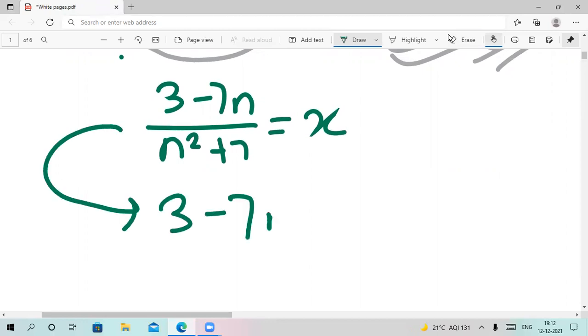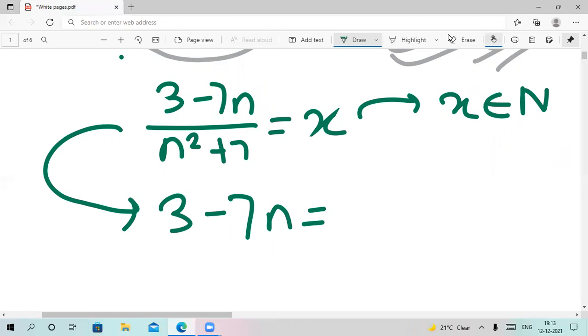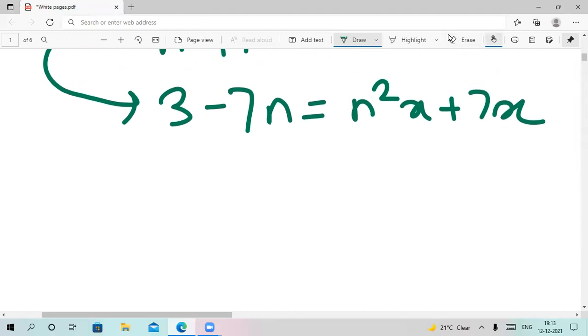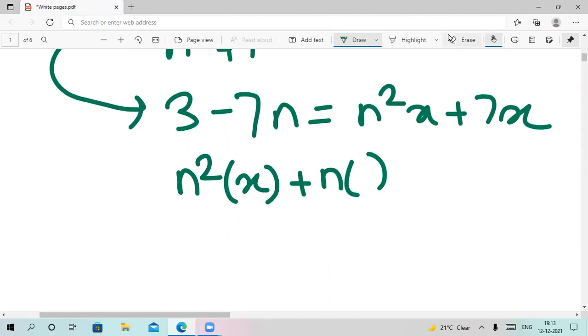So here 3 minus 7n can be written as n squared x plus 7x. Now I can establish a quadratic equation here, because establishing a quadratic equation can help us explore more about this question. Here we can see that the coefficient of n square is x, the coefficient of n is 7, then we have plus 7x minus 3 equals 0.